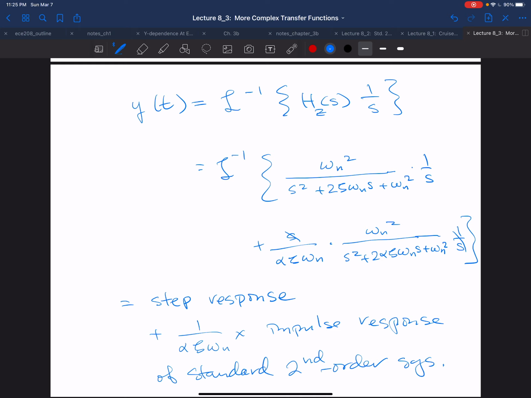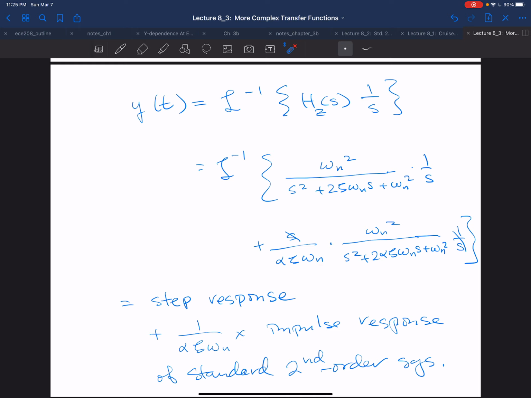So that's what we end up with. Of course, the zero gave rise to this additional term S over alpha zeta omega n. We know that multiplication by S in the Laplace domain, in the case where all initial conditions are zero, corresponds to differentiation. So that's why it turns the step response into an impulse response. And then we're dividing by this alpha zeta omega n. So that's going to control the amplitude, if you like, of the scale factor that's applied to this copy of the impulse response of the standard second order system.